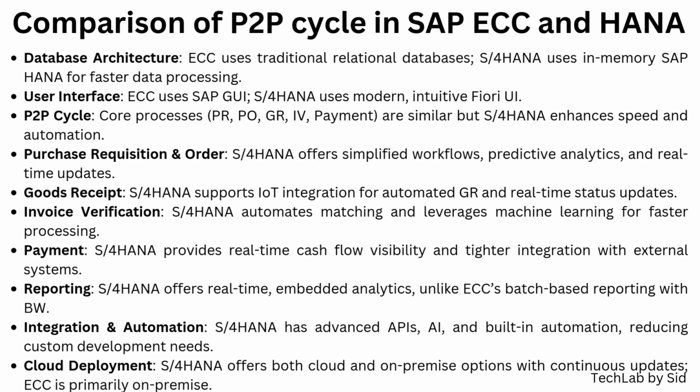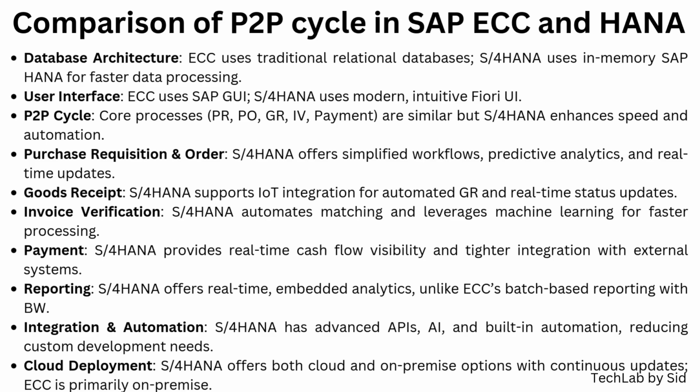The user interface also differs significantly. ECC relies on the complex SAP GUI, while S/4HANA uses the intuitive Fiori UI, improving ease of use and efficiency. In terms of core P2P processes, S/4HANA enhances purchase requisitions, orders, goods receipt, invoice verification, and payments with predictive analytics, IoT integration, and machine learning, automating routine tasks and enabling real-time updates.